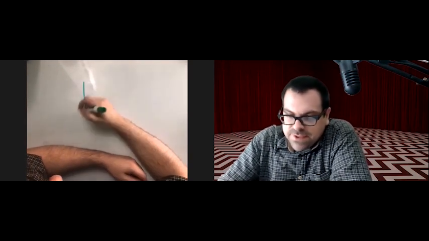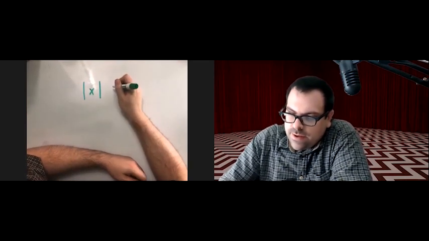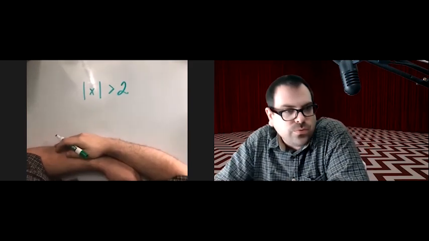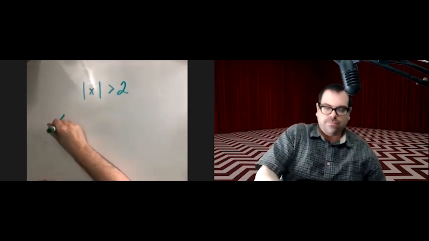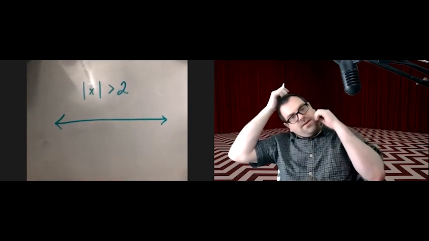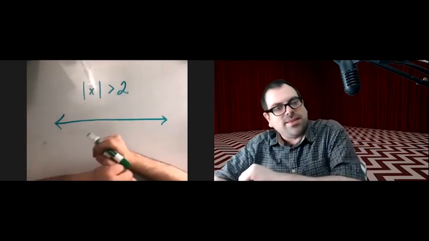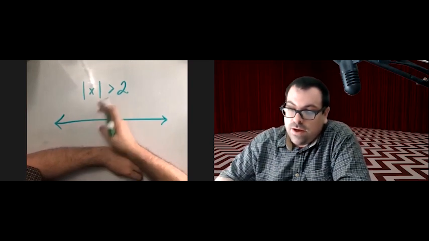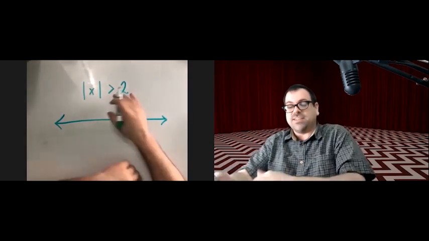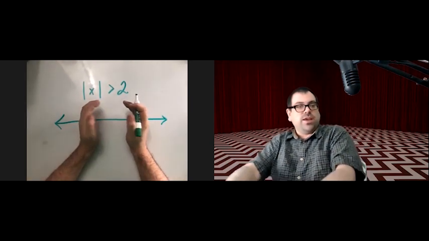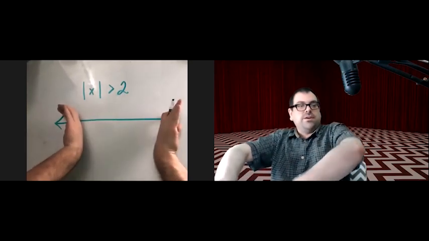So let's take a look at, we'll do it the same way. The absolute value of x is greater than 2. If you have a sneaking suspicion that this number line is going to look like the everything else of if this was less than, we know if this was less than 2, we'd end up with everything between 2 and -2. If you're thinking this is going to be the rest of it, you are right.